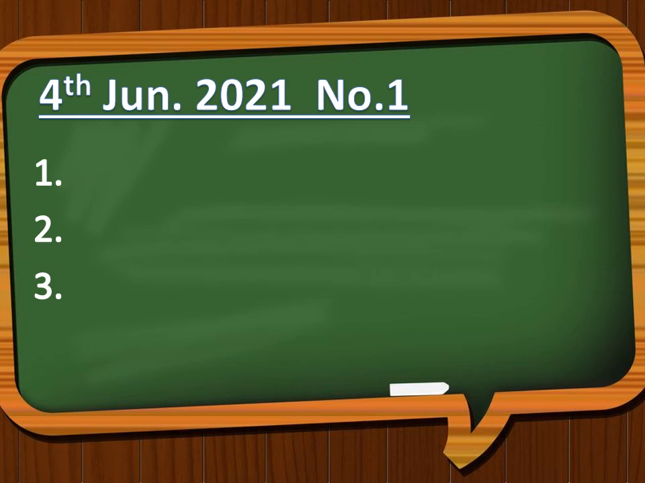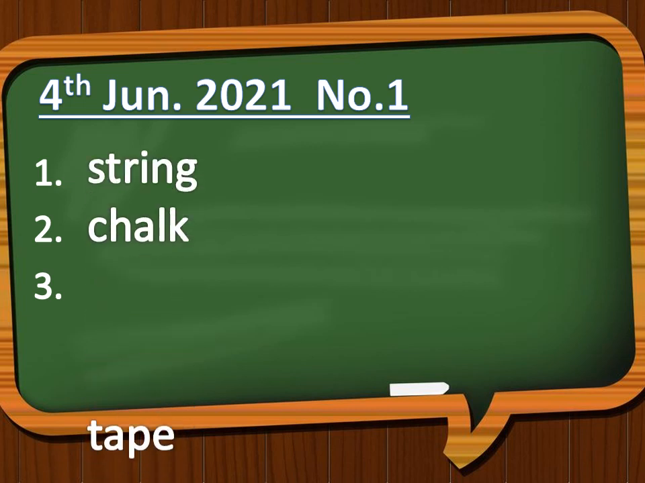Pencils up. It's time to check your paper. Now let's check the words. Number 1 is string. S-T-R-I-N-G, string. Number 2, chalk. C-H-A-L-K, chalk. And number 3, tape. T-A-P-E, tape. Do you get the correct words? That's good.